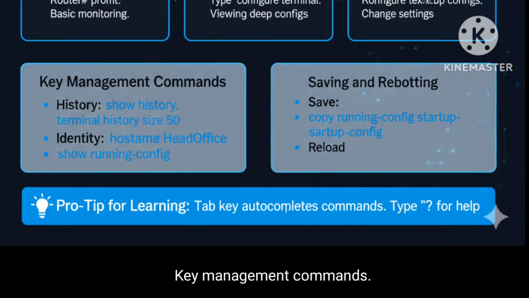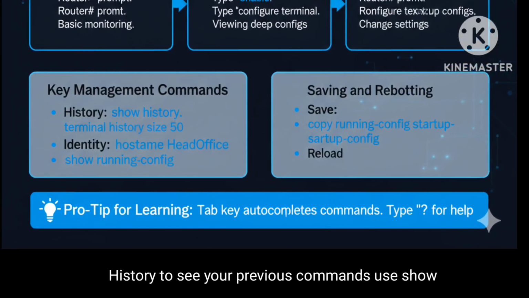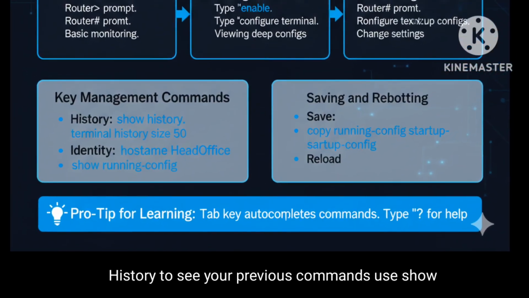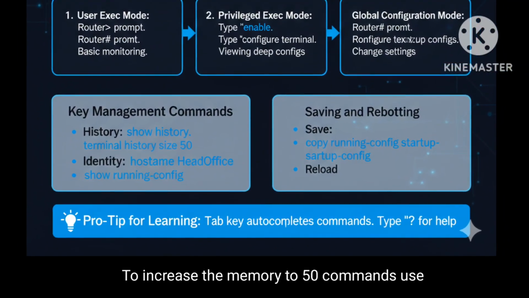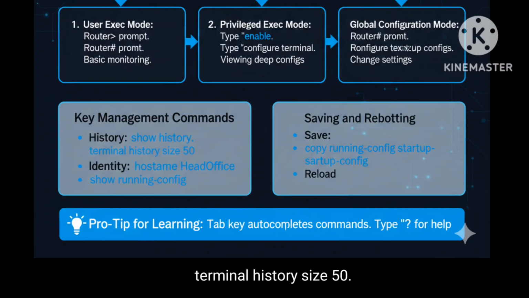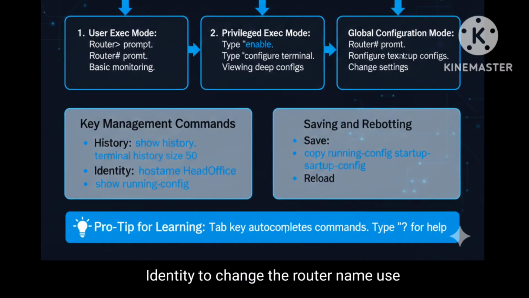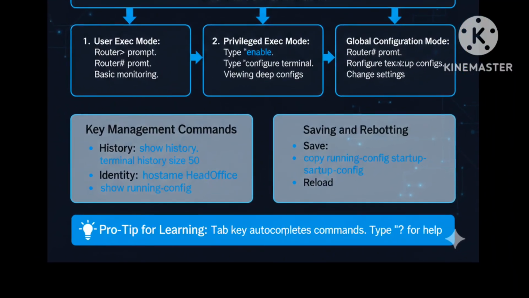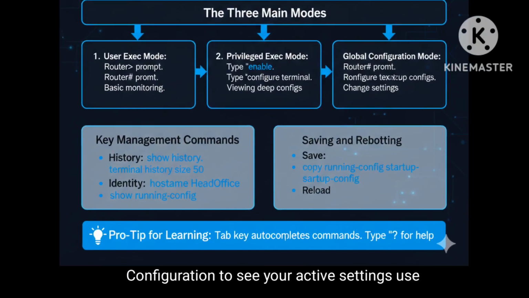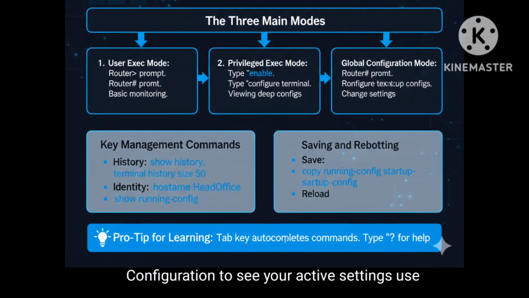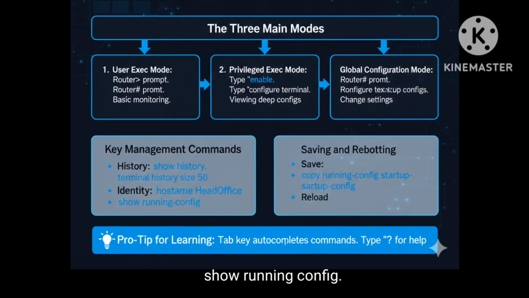Key Management Commands. History. To see your previous commands, use Show History. To increase the memory to 50 commands, use Terminal History Size 50. Identity. To change the router name, use Hostname Head Office within Global Config mode. Configuration. To see your active settings, use Show Running Config.